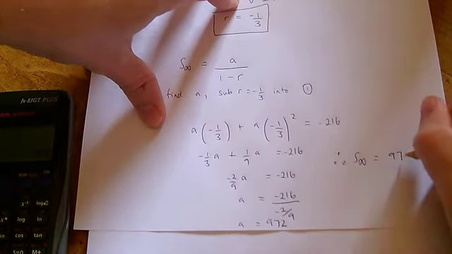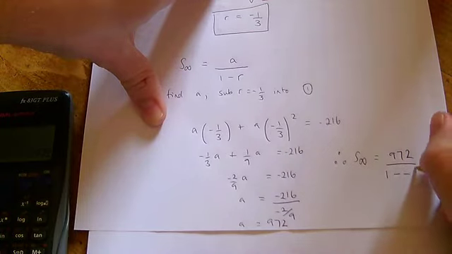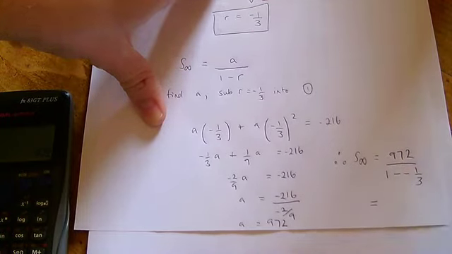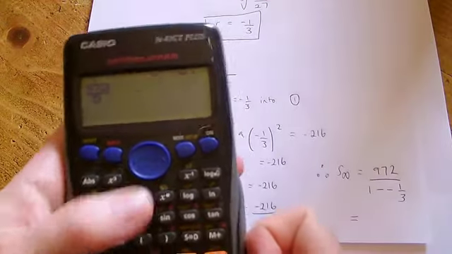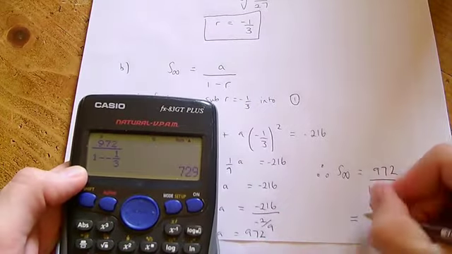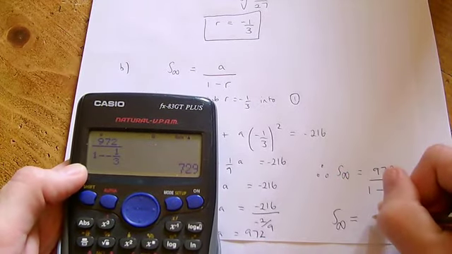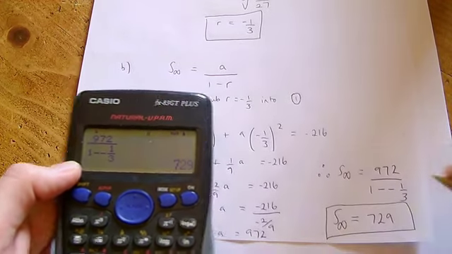Now I know what A is, I can say therefore the sum to infinity would be equal to 972 over 1 minus minus 1 third, and that's just going into my calculator. 972, 1 minus minus 1 third equals, let's just say sum to infinity there so it looks really nice and neat, 729.